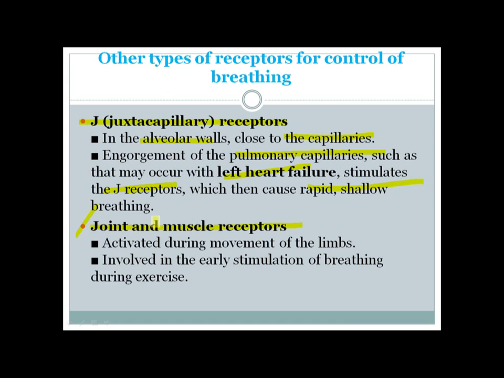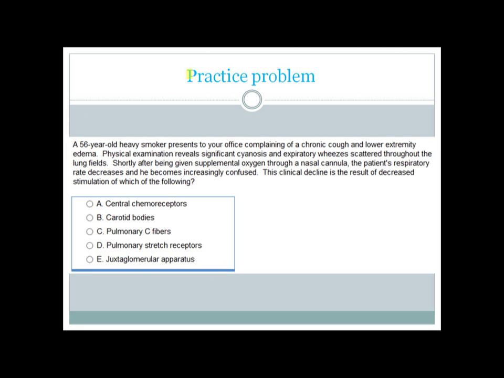The joint and muscle receptors are activated during movement of the limbs, and those are involved in the early stimulation of breathing during exercise. So here we have a practice problem. A 56-year-old heavy smoker presents to your office complaining of a chronic cough and lower extremity edema. Physical examination reveals significant cyanosis and expiratory wheezes scattered throughout the lung fields. Shortly after being given supplemental oxygen through a nasal cannula, the patient's respiratory rate decreases and he becomes increasingly confused. This clinical decline is the result of decreased stimulation of which of the following?